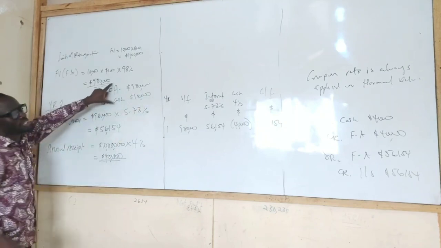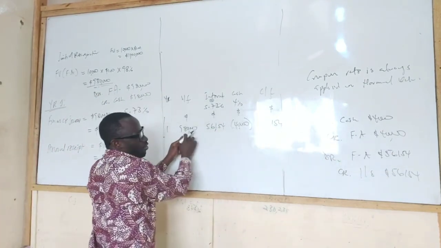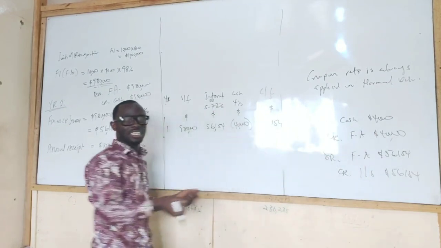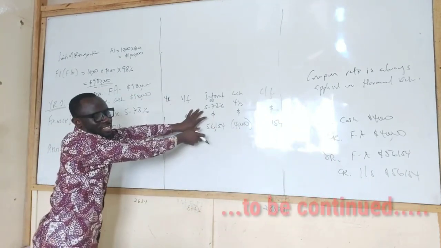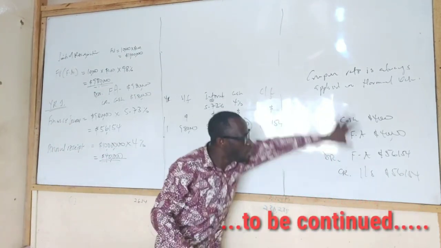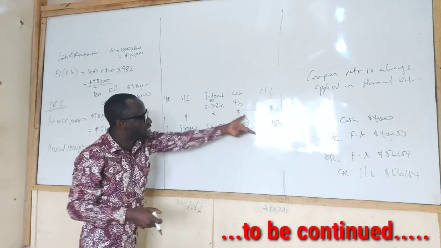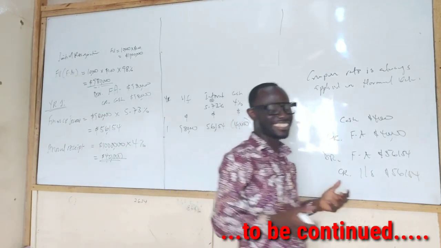Does it make sense? It's a double entry. But one thing we ask here, we want to be in your answer. That is the interest for the first year.